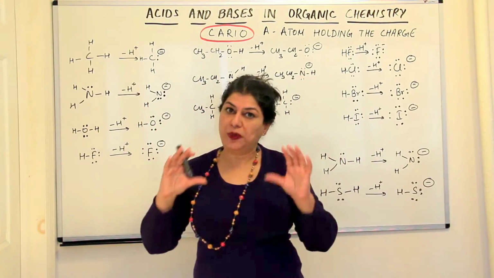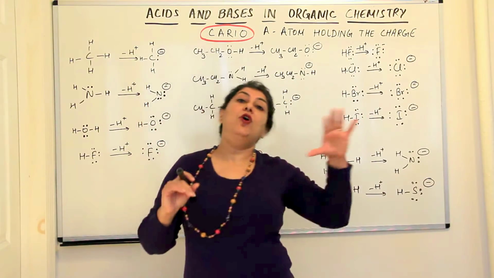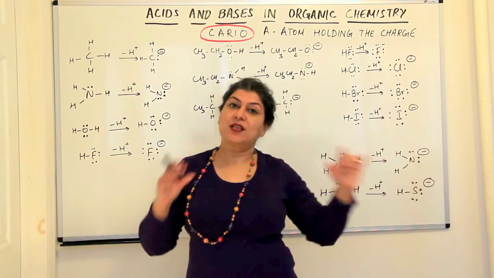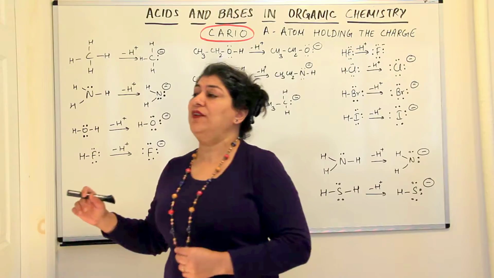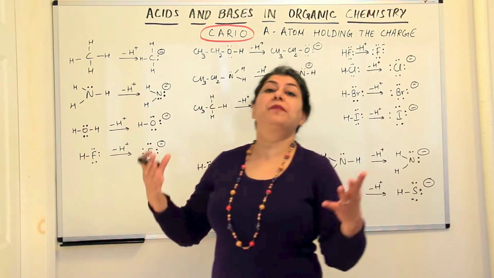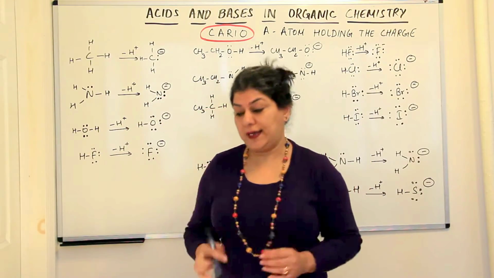Instead of seeing the whole species, that is the charge on the whole acid or the charge on the whole conjugate base, we now focus on that one atom. So let us take a few examples here and see what happens when we focus on that atom.